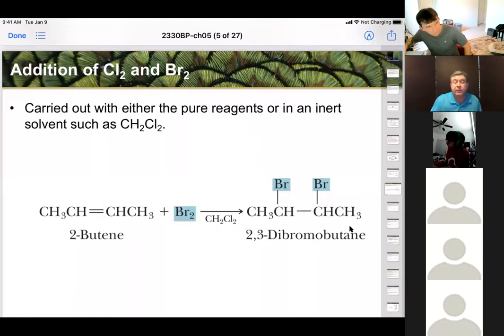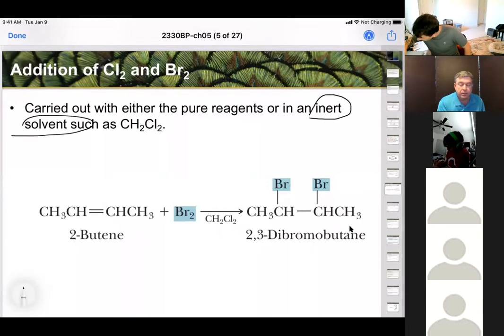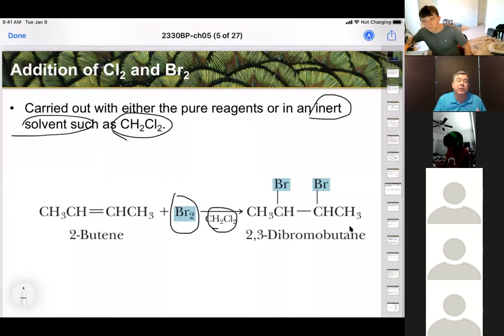The first thing we have to do is use an inert solvent. Sometimes people look at this and say, oh, it's a reactant. No, it's just a solvent, and it doesn't react with the halogen because it already has a couple of halogens on it. It has to be something that doesn't react with bromine or chlorine. Bromine and chlorine are very reactive, so that list of solvents is very, very short. This just happens to be one of them. It's called dichloromethane, or methylene chloride.